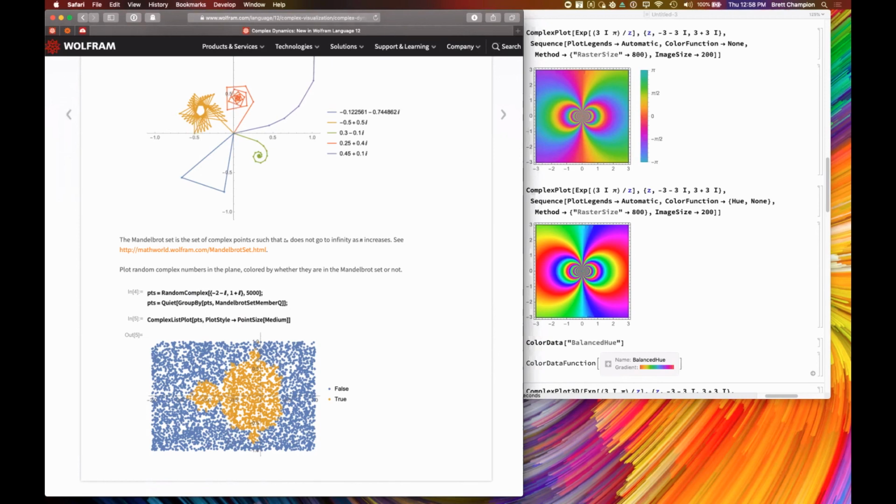We'll double check to see how complex list plot is working in the cloud. So far as I know, it should work in the cloud. It's not doing anything really exotic.